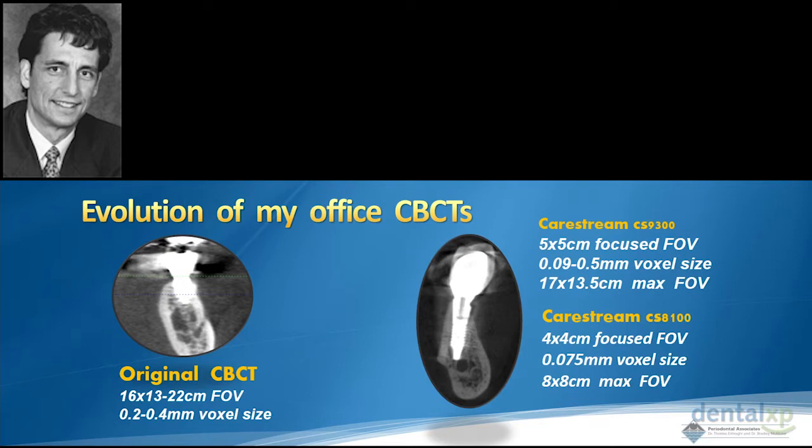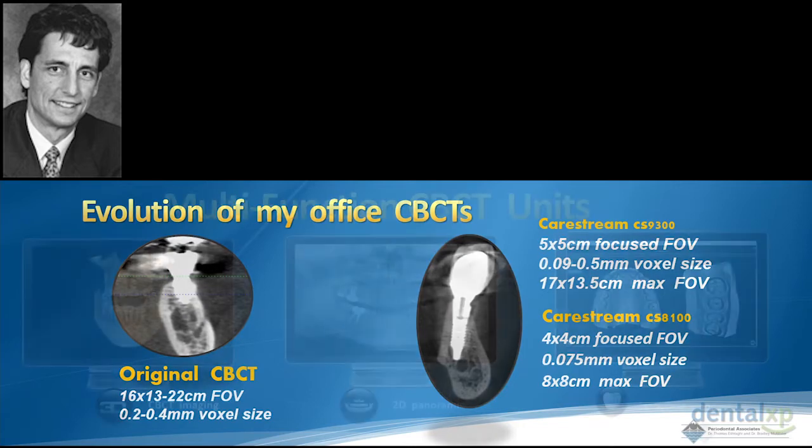You can see how thick that buccal plate is around an implant. You can see how thick the buccal plate is around natural teeth. And that makes a big difference. The newest generation, the CS8100, we just got for our second office, and it has even more resolution, smaller footprint, and very, very small amount of radiation.